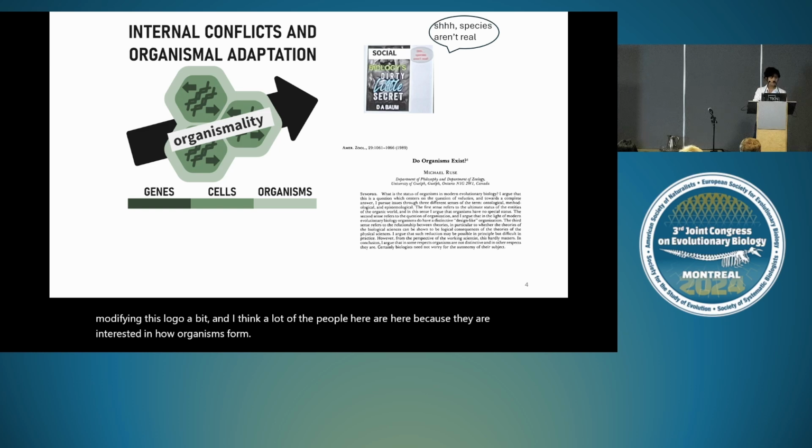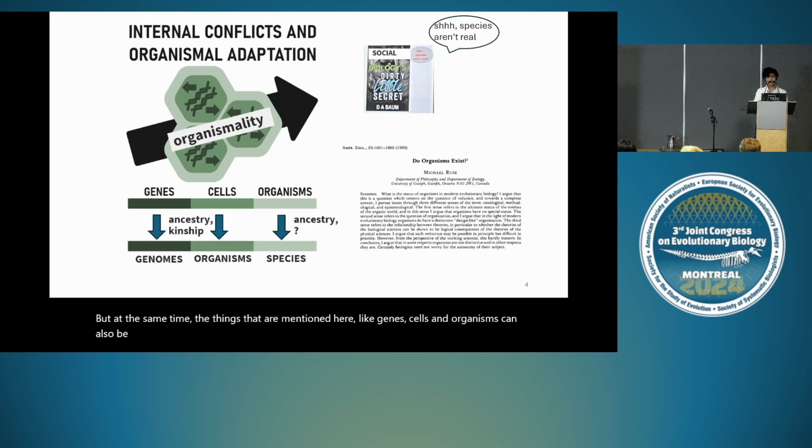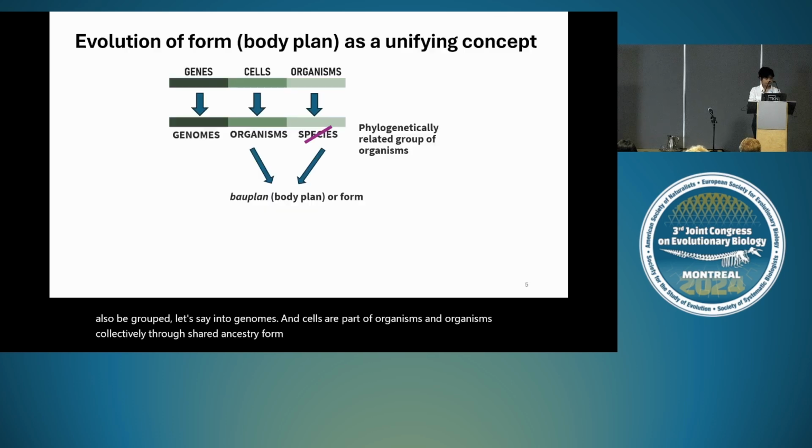But at the same time, the things that are mentioned here, like genes, cells, and organisms, can also be grouped, let's say, into genomes, and cells are part of organisms. And organisms collectively, through shared ancestry, form species. But because I'm not going to offend two Davids in one talk, let's just say phylogenetically related group of organisms.